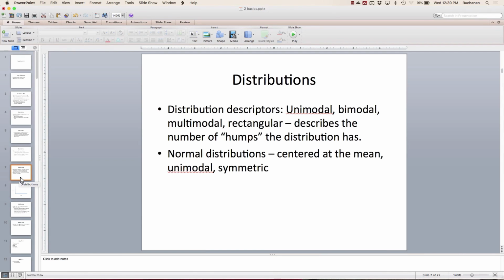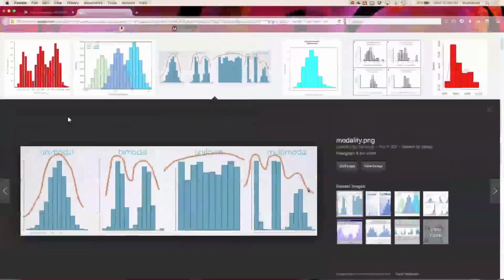Very specifically, there's one called the normal distribution. This makes me crazy because it's the least likely thing you're going to get.